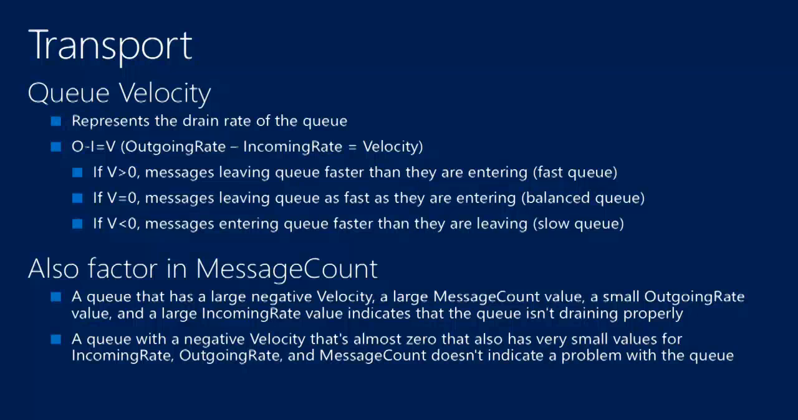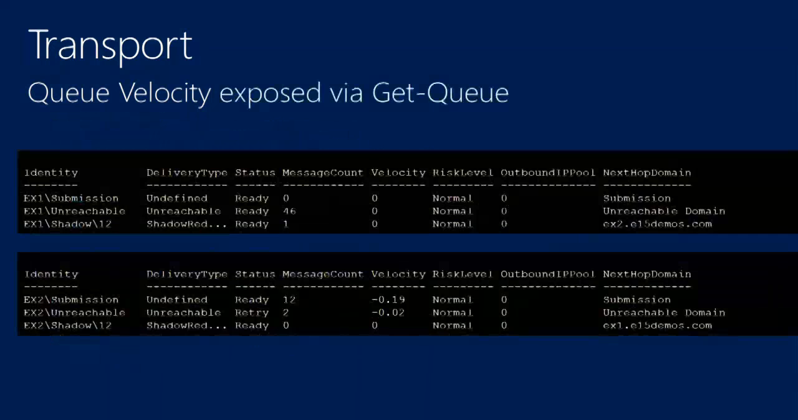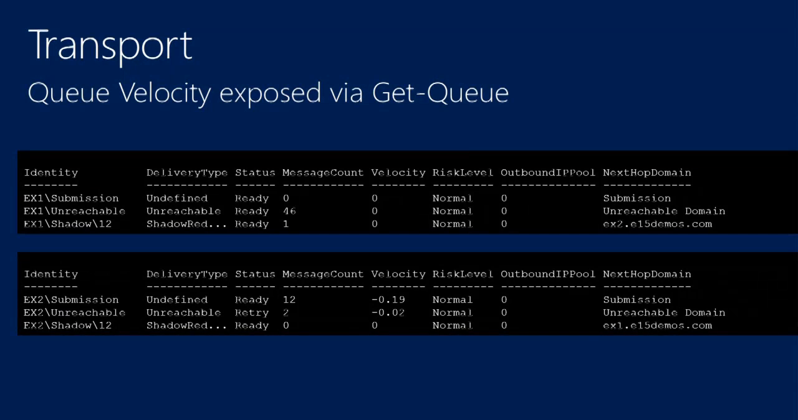You could have, for example, a negative queue velocity and a high message count, and you might expect that because there are so many messages, of course the queue is going to slow down. But if you have a negative queue velocity and a low message count, that means there's something wrong in transport. Transport is having a problem processing those messages and getting them out of the queue in time. And that is something that should get your attention and that you want to go looking at right away. So queue velocity is exposed here in Get-Queue. You can see this velocity counter right up there. And as I mentioned, there's never going to be a positive queue velocity because obviously messages cannot leave faster than they're coming in. That's impossible.